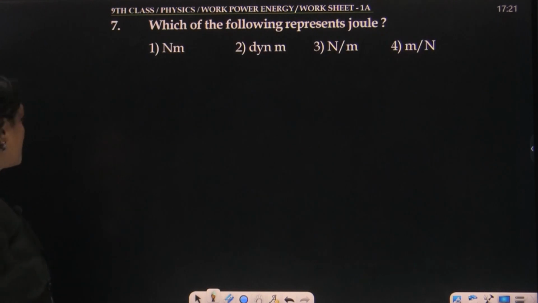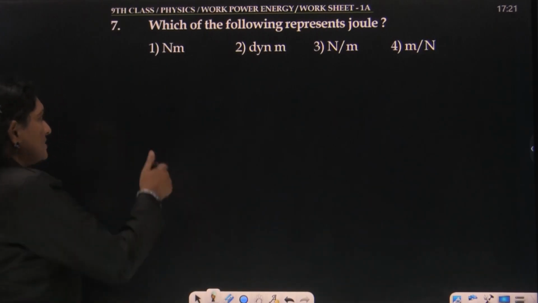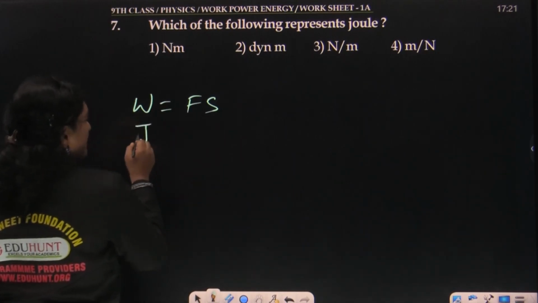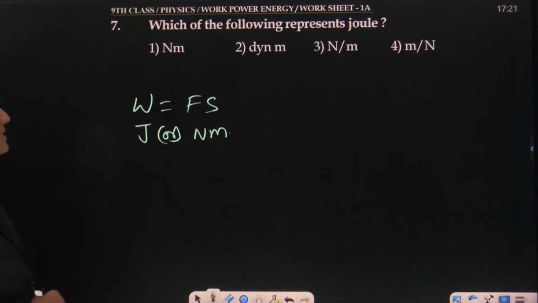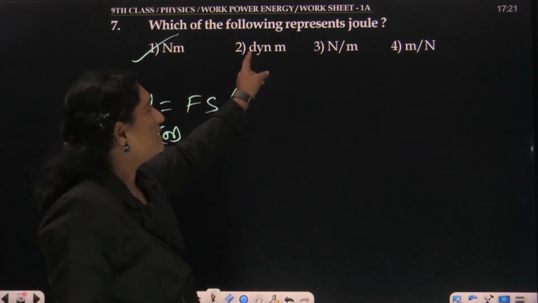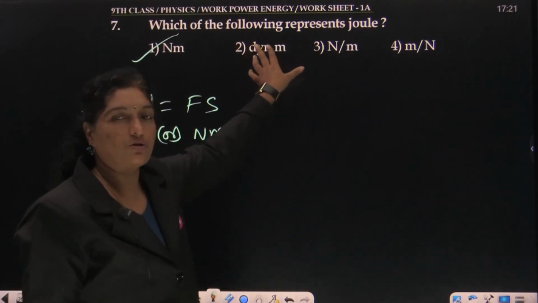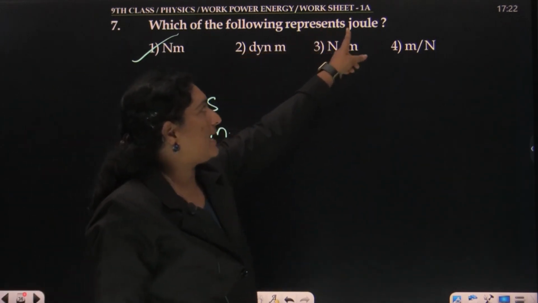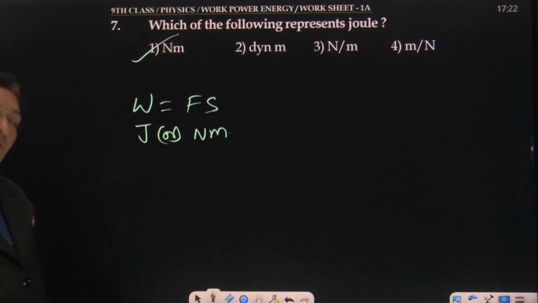Moving ahead with the seventh question: which of the following represents joule? Joule is the unit of work done, children, where work done is equal to force into displacement. So work done is measured in joule or Newton meter. This is in the SI system. Hence the correct option is Newton meter. Dyne centimeter can be used in the CGS system, whenever it is in centimeter. So dyne centimeter can be true, but dyne meter is not true. That will be in the CGS system. But as it was asked in joules, meaning the SI system, only Newton meter you have to consider.